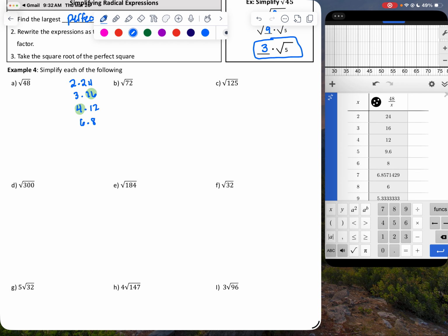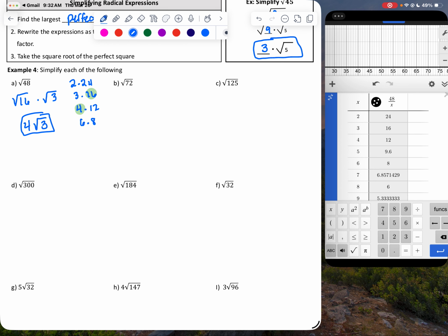Now, to simplify square root 48, you want the largest perfect square factor. So I'm going to use 16 and 3. So I'm going to rewrite this expression as square root 16 times square root 3. And then I will take the square root of the perfect square. So square root of 16 is 4. Square root 3 will not simplify. So this would be your final answer.